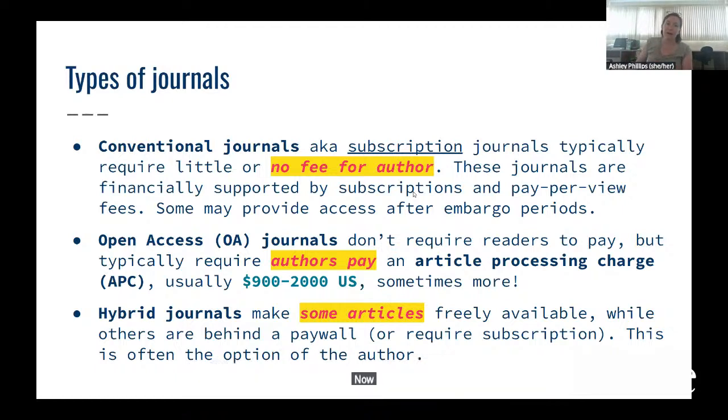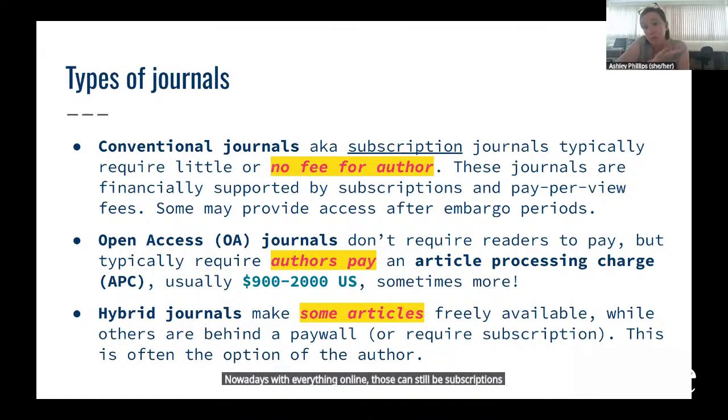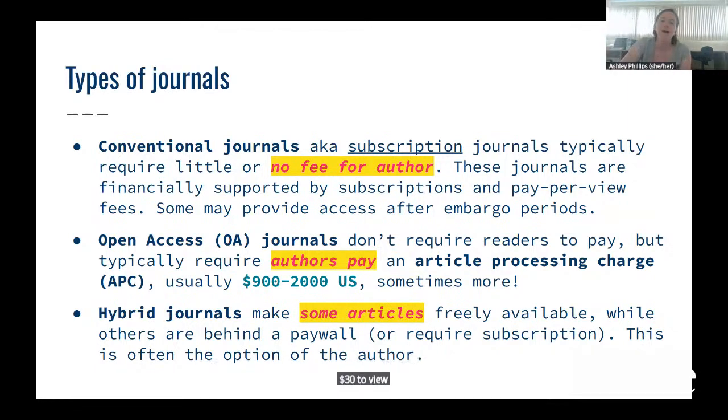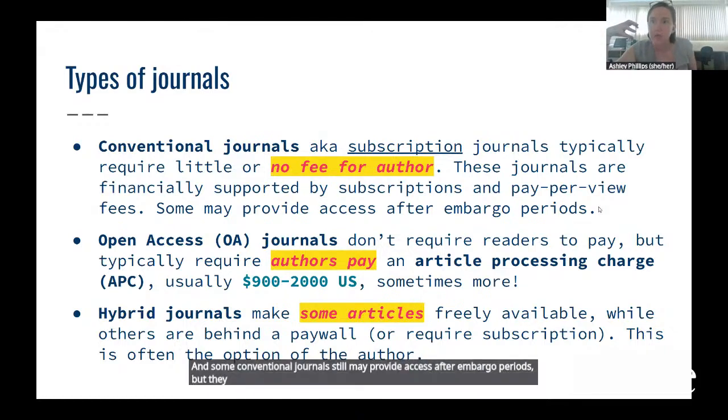Nowadays, with everything online, those can still be subscriptions, kind of digital subscriptions, or some people still do receive print journals, or pay-per-view fees. I'm sure some of you have seen this when you are doing a review and you find an article and it says, okay, pay $30 to view this particular article, that kind of thing. And some conventional journals still may provide access after embargo periods, but they kind of have exclusive rights to the content for 6 or 12 months.